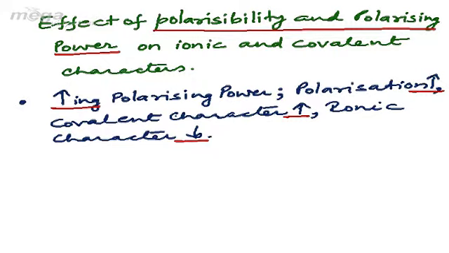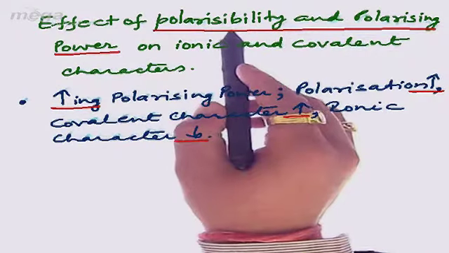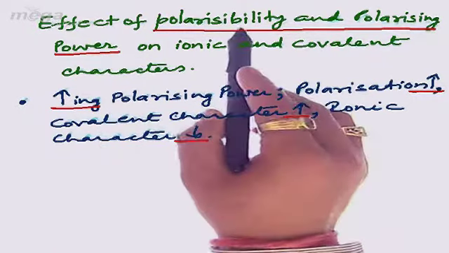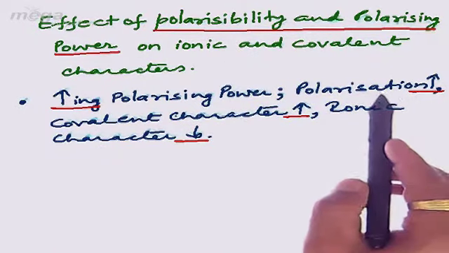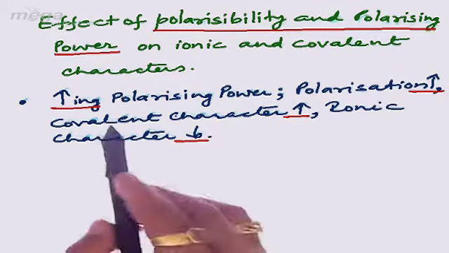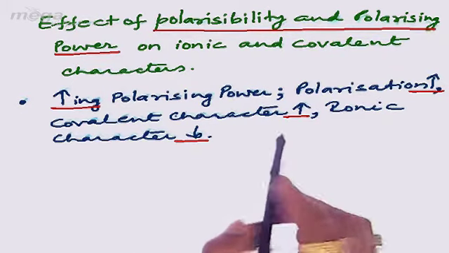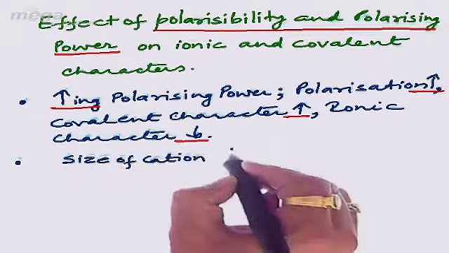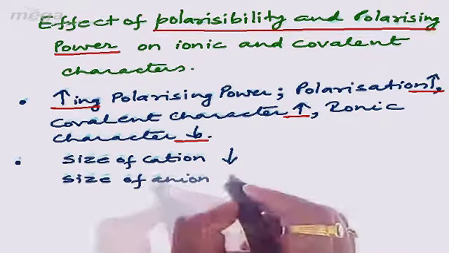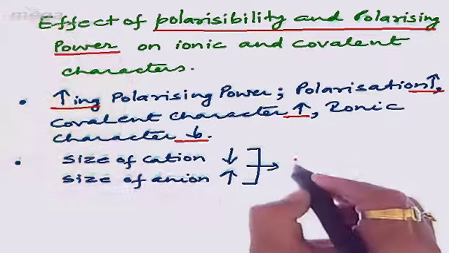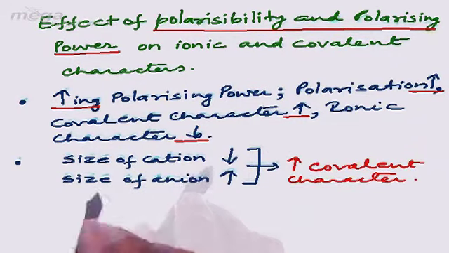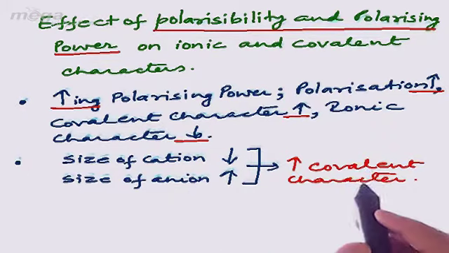Also remember that if the polarizing power increases, then the polarizability also increases. So either by increasing the polarizing power or by increasing the polarizability, there will be increase in the polarization or distortion, and hence the covalent character will be increased and the ionic character will be decreased. Point to remember that size of cation decreased or size of anion increased, these two will increase covalent character. Means if the cationic size is decreased or anionic size is increased, the covalent character will be increased.